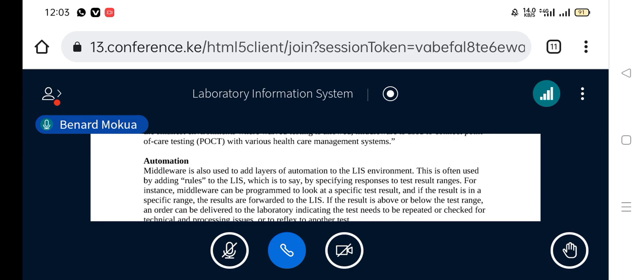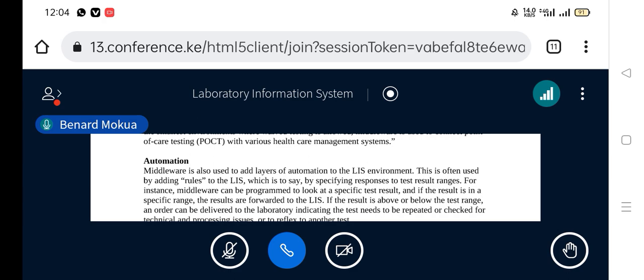When you talk about middleware, it is actually a software. We can say it slides over the LIS. Think of a mother with a kid on her back. A middleware is like a kid on the back of the mother, the LIS. The LIS is the mother software, and we have the LIS middleware riding on its back.